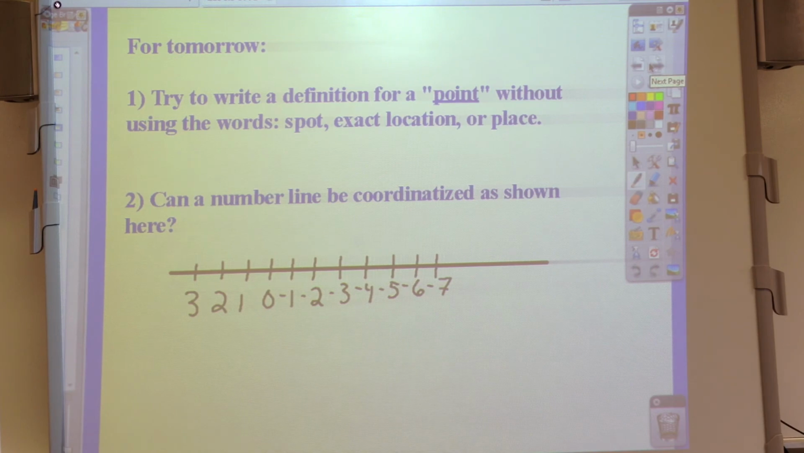For tomorrow, I'd like you to go ahead and try to write the definition for a point. We already said that we technically can't without utilizing circular reasoning, defining a word with its own word. But I'd like you to give it a shot. See if you can come up with a definition for the word point without using words like spot or exact location or place. And then I would like to know if a number line could be coordinatized as shown below. All right, bring those 2 questions for me tomorrow and I'll see you then.